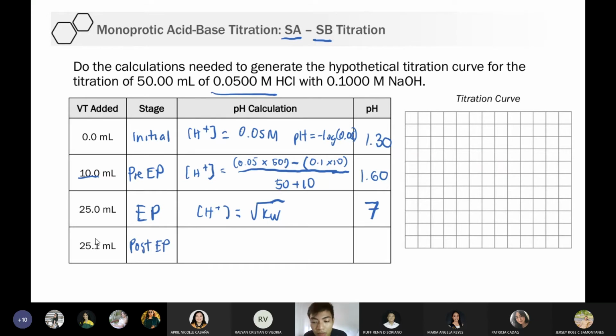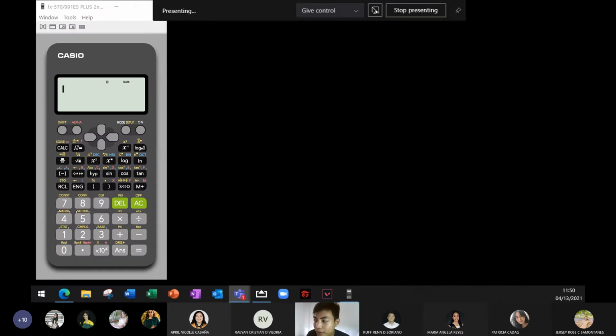By determining how much base is in excess. No, gaano kasobra yung base? Ano formula natin doon? Sir, hindi na po kailangan i-convert to liter. Hindi na po. Okay. Bakit? Kasi ganito.